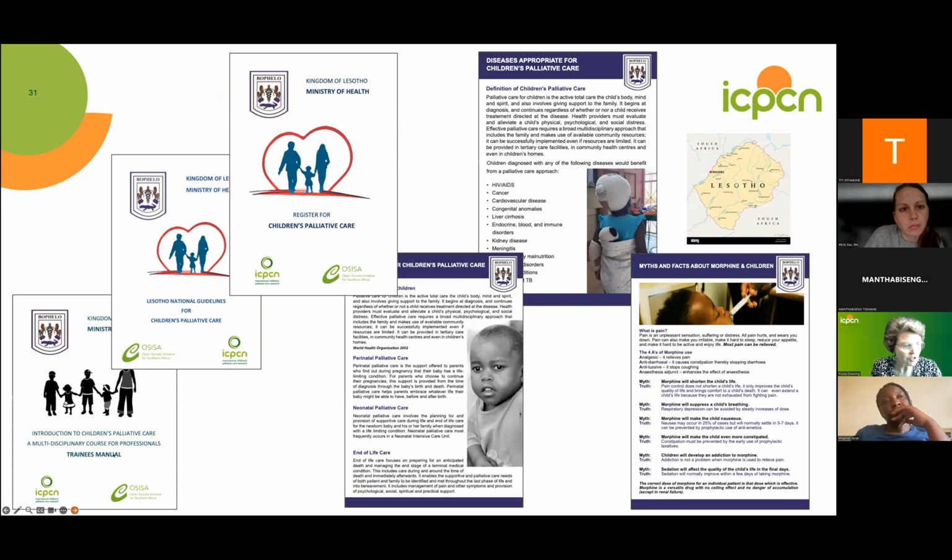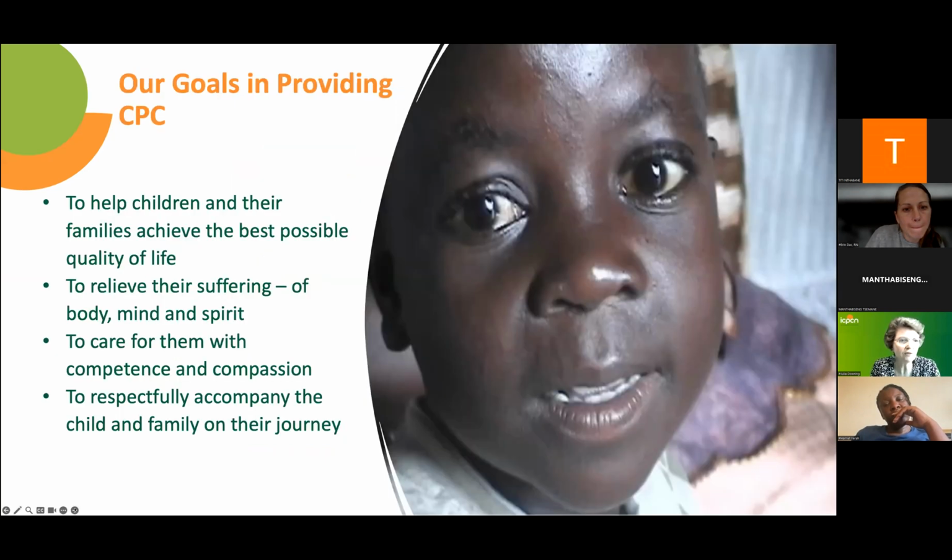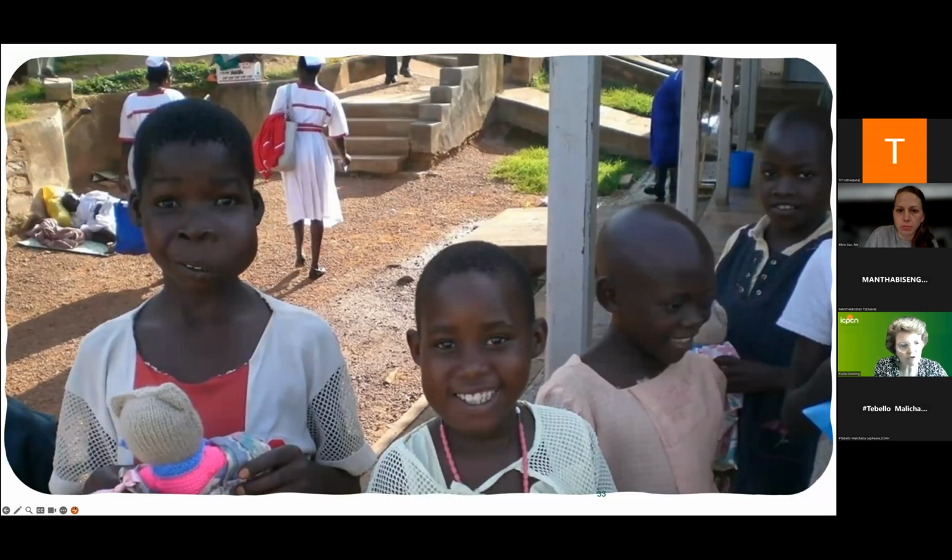So as I close, just a reminder that we want to try and help children and their families achieve the best possible quality of life. We want to relieve their suffering. We want to care for them with competence and compassion, and to accompany the child and their family on their journey, so that we can improve the lives of children like these children, and also through the case study that we're about to hear from Joan. She will bring all of these key areas to life through that case study. So I'm going to hand over to Joan.